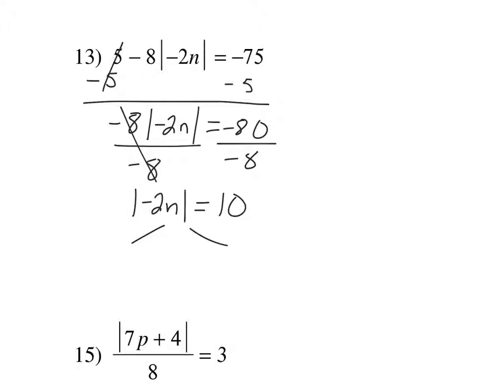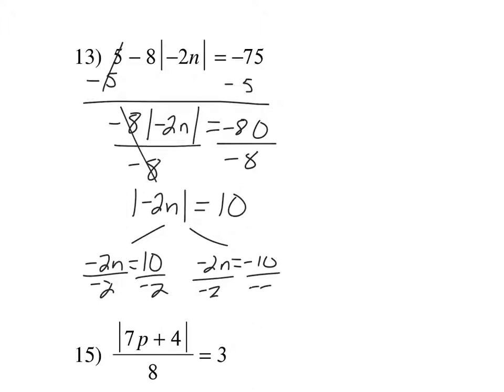Now you go ahead and split it up. You get negative 2n equals positive 10, and negative 2n equals negative 10. Divide both sides of both equations by negative 2, and you would get your final answer, which would be n equals negative 5 and n equals positive 5.